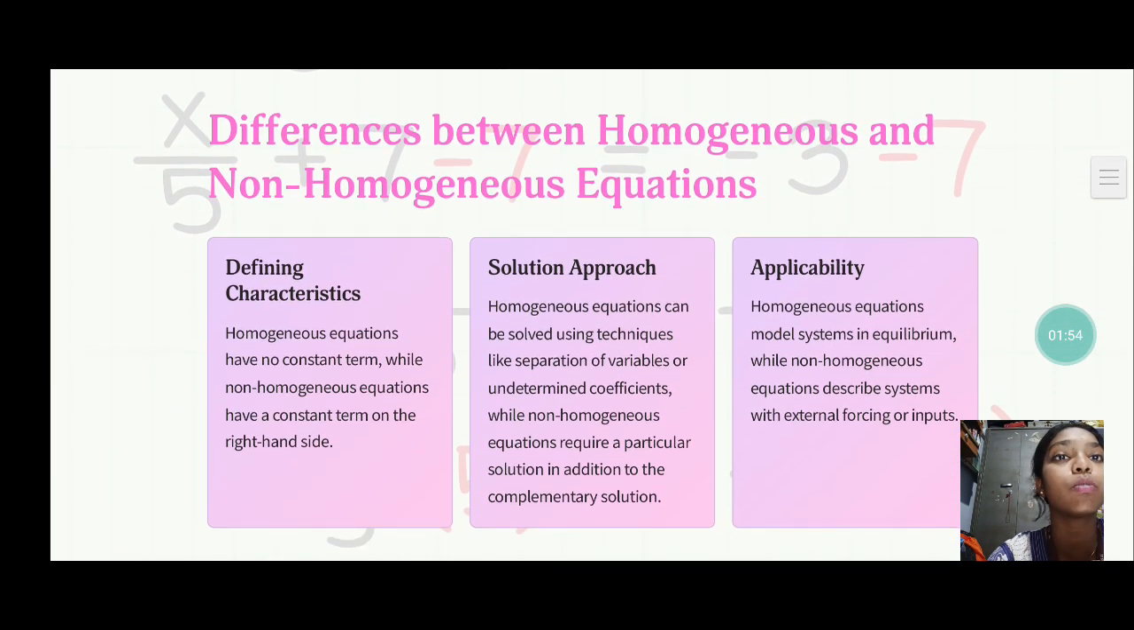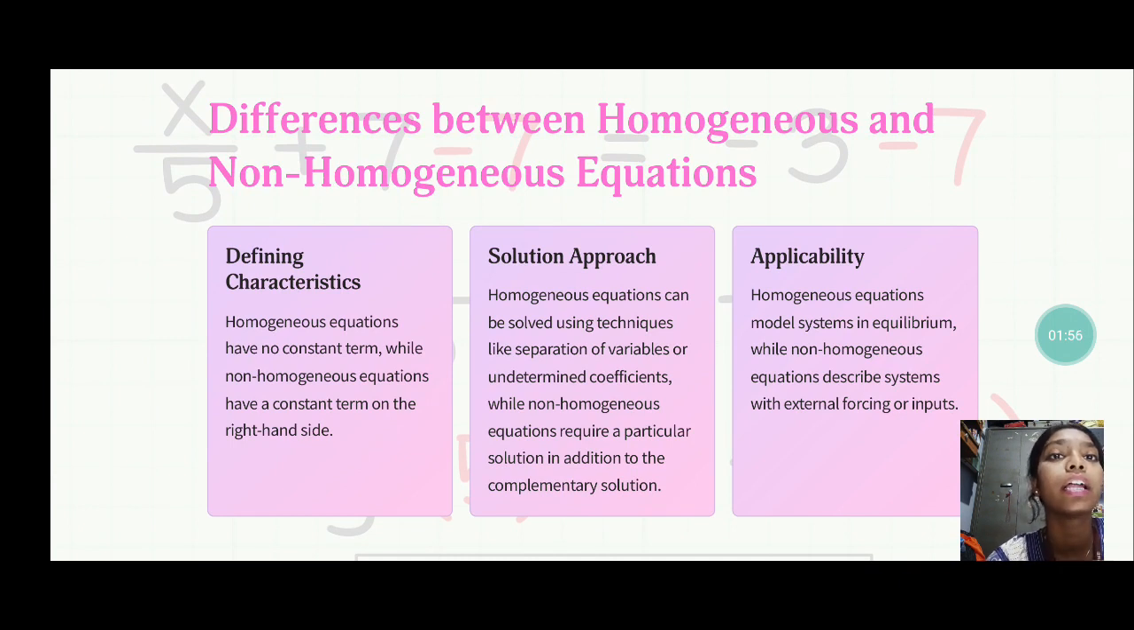Now, the difference between homogeneous and non-homogeneous equations: defining characteristics, solution approach, applicability. We can show the difference by defining their characteristics, solution approach and applicability. Homogeneous equations have no constant terms, while non-homogeneous equations have a constant term on the right hand side.